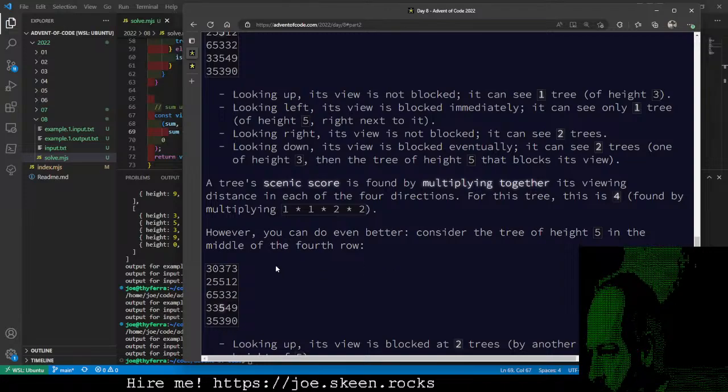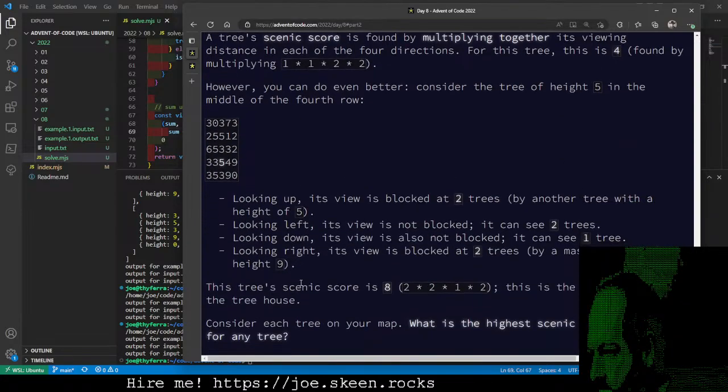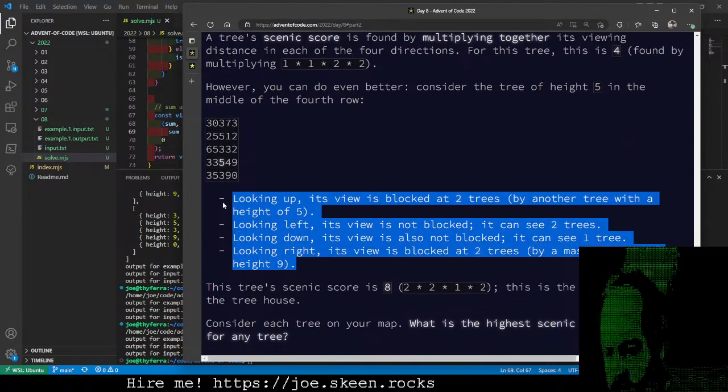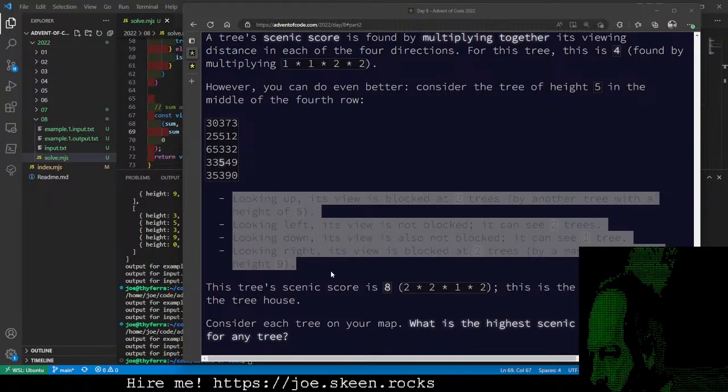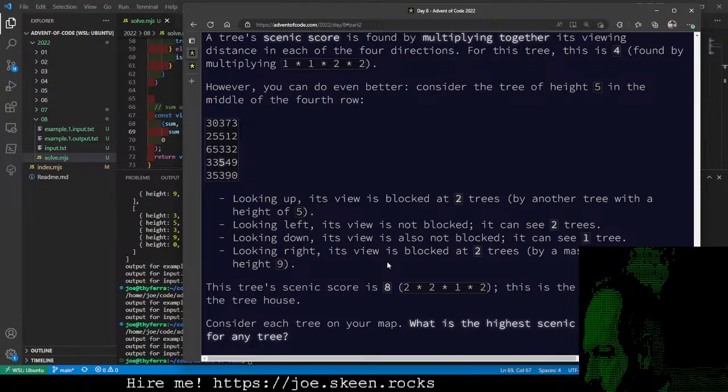However, you can do even better. Consider the tree of height 5 in the middle of the 4th row. Looking up, its view is blocked at 2 trees by another tree with a height of 5. Looking left, its view is not blocked. It can see 2 trees.